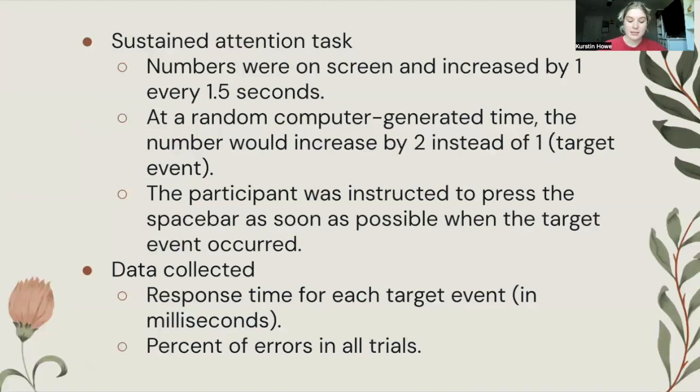So the task consisted of a number on a screen increasing by 1 every 1.5 seconds. So it'd be like 1, 2, 3, 4, and so on. At a random time, the number would skip. So it'd be like 1, 2, 3, 4, 6. So it skipped 5. This is considered the target event. The participant was instructed to hit the spacebar as fast as possible when they noticed this skip.